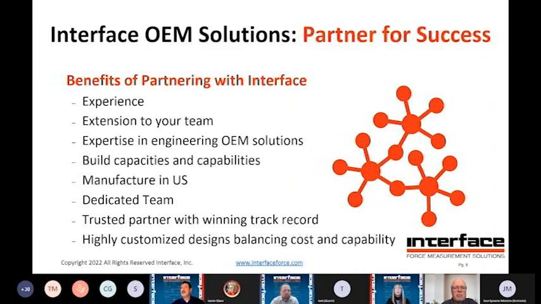Partnering for success. Yeah, this is the big one here, for both of us to be successful. The benefits of partnering with Interface, obviously the experience, the 50+ years, over 30% of our business is OEM Solutions. You combine that with all the applications, all the customers, all the products out there. So yeah, we definitely bring that to the team.